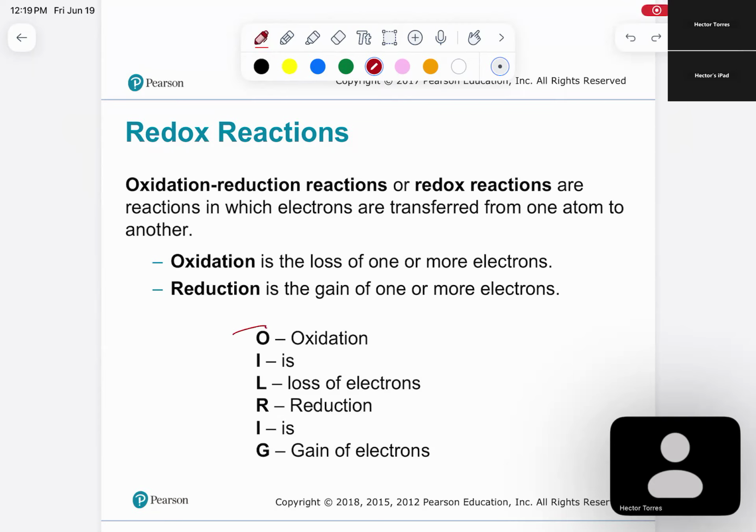And then I really like this acronym. This is OIL RIG. This is the way that I remember that oxidation is loss of electrons, and reduction is gain of electrons. I really like OIL RIG. I'll be talking about that all the time, because otherwise I can't remember which one's which. So if you see me pausing and thinking OIL RIG, that is why.